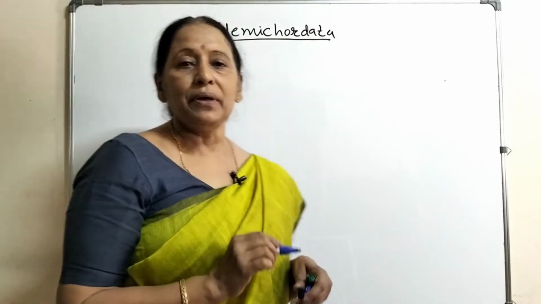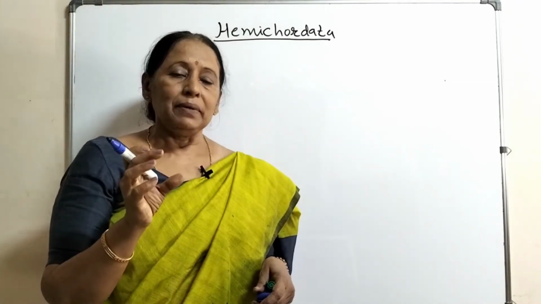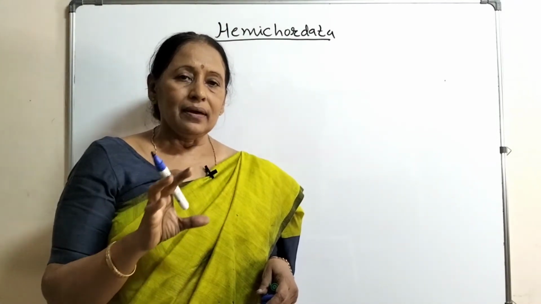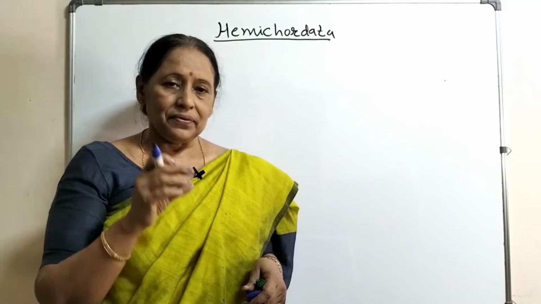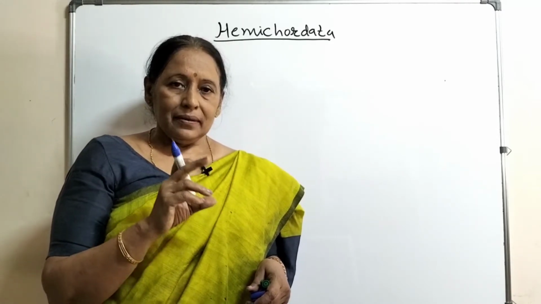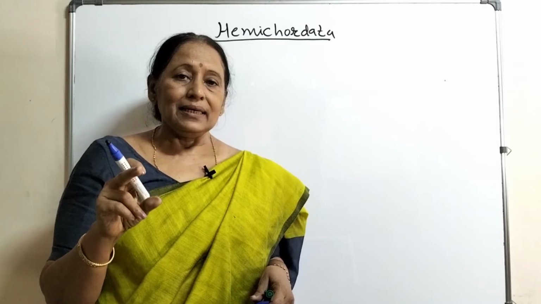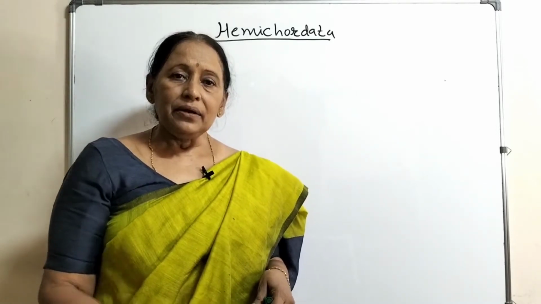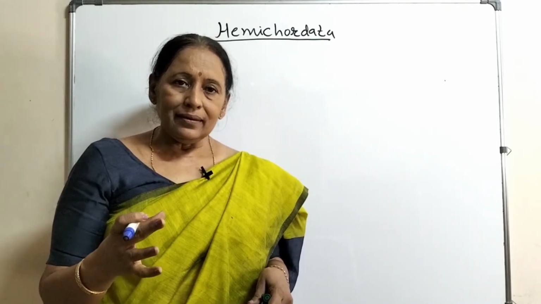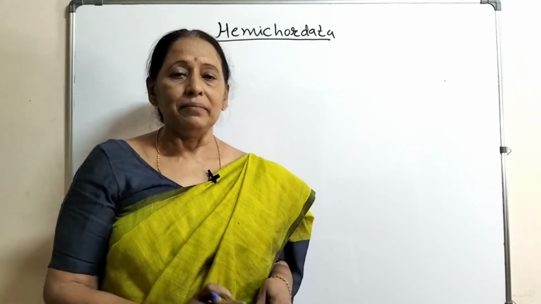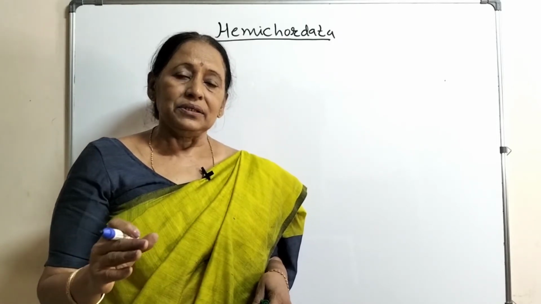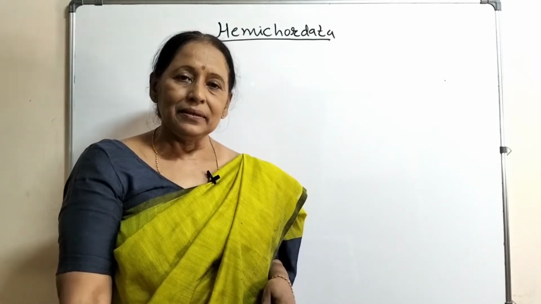With Phylum Hemichordata, we will be completing all the 10 non-chordate phyla started from Porifera. This is the 10th phyla, that is Hemichordates, and we will also be completing half of the chapter of Animal Kingdom, and in our next session we start with chordates.